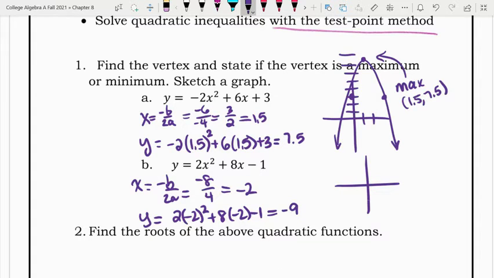So back down 9. 1, 2, 3, 4, 5, 6, 7, 8, 9. My y-intercept's negative 1, so I'll kind of draw that symmetrical there. And there you go. So my vertex here is negative 2, negative 9. And it is a minimum.